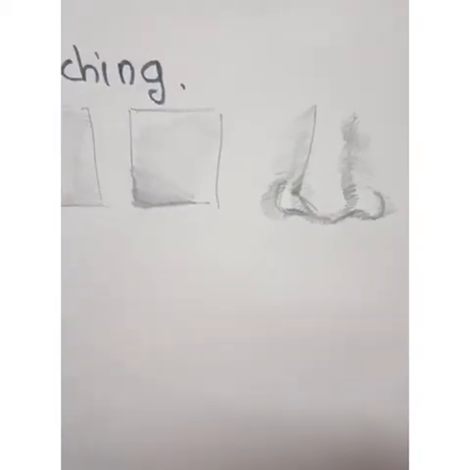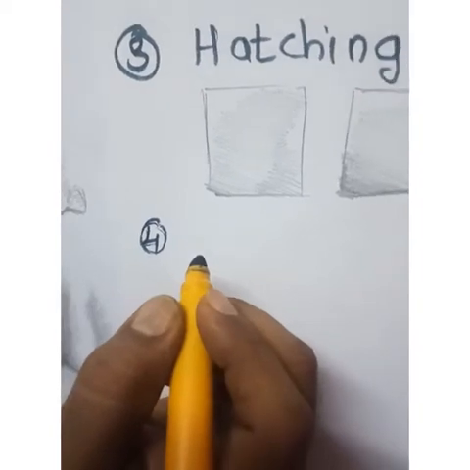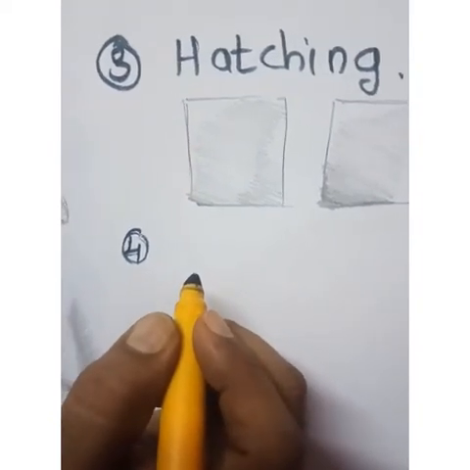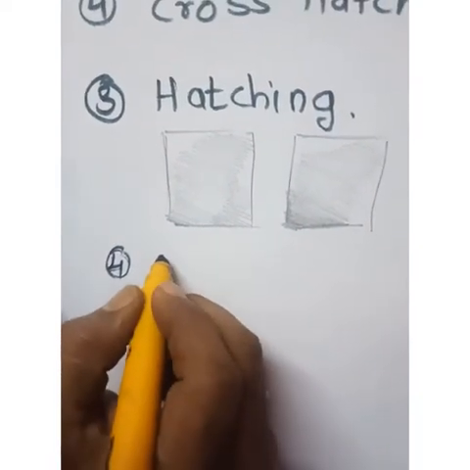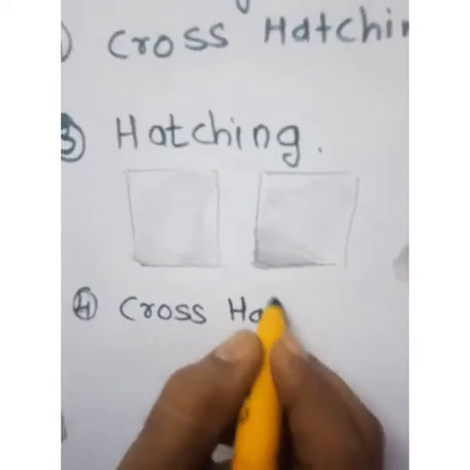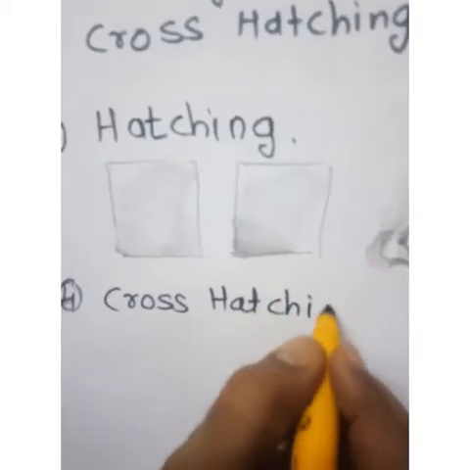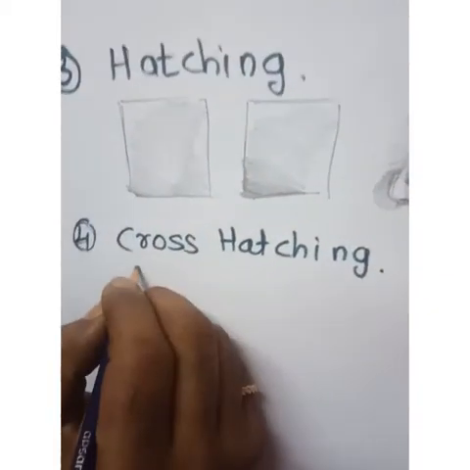Okay, now the fourth one we are going to do is cross hatching. Cross hatching. Now in cross hatching, make two squares.